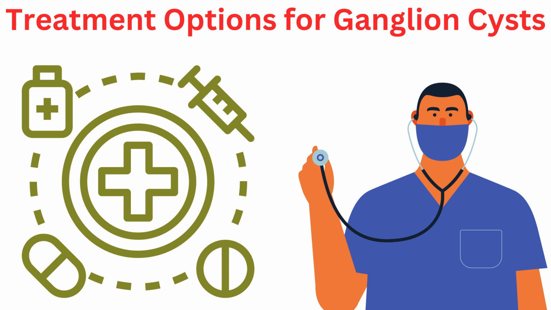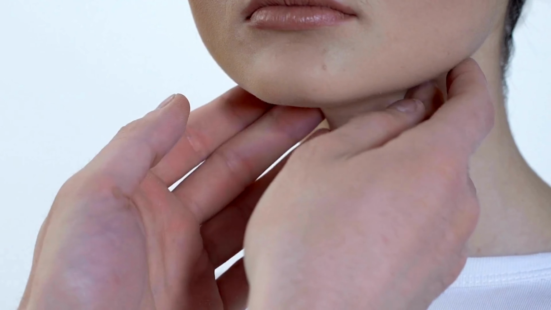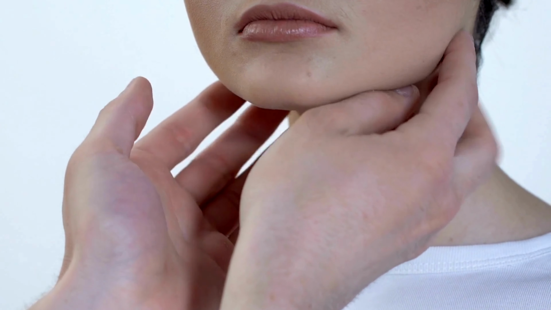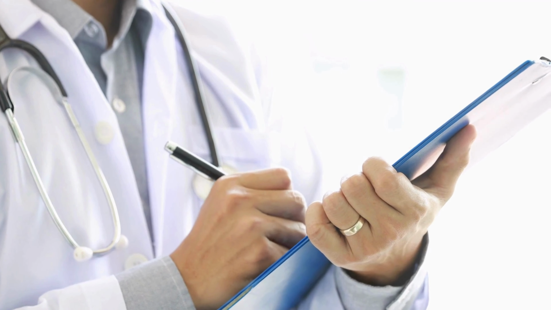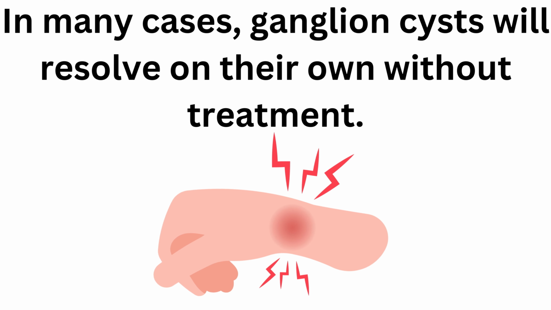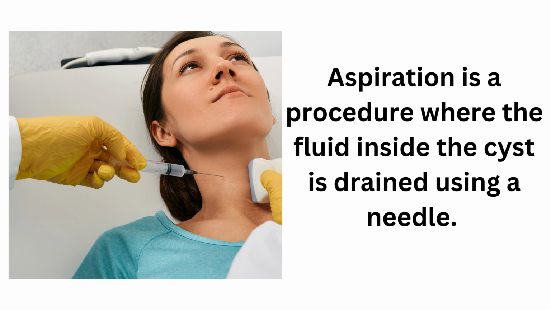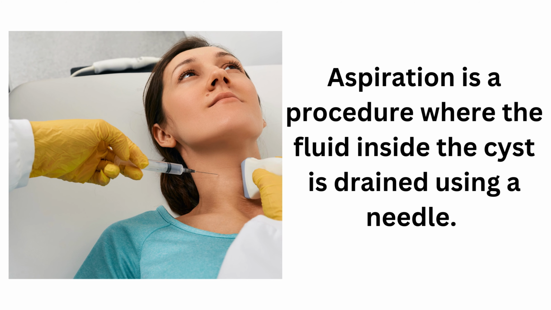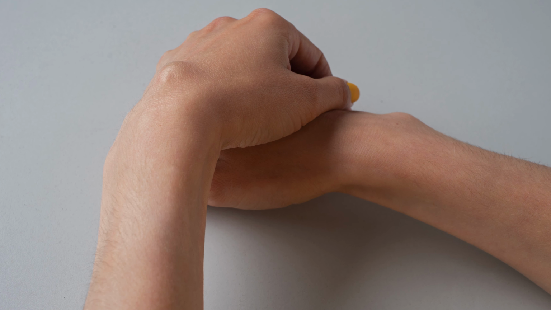Treatment options for ganglion cysts. Number 1, observation. If the cyst is small, painless, and does not affect function, your doctor may recommend simply monitoring it over time. In many cases, ganglion cysts will resolve on their own without treatment. Number 2, aspiration. Aspiration is a procedure where the fluid inside the cyst is drained using a needle. Aspiration is more effective for smaller cysts.